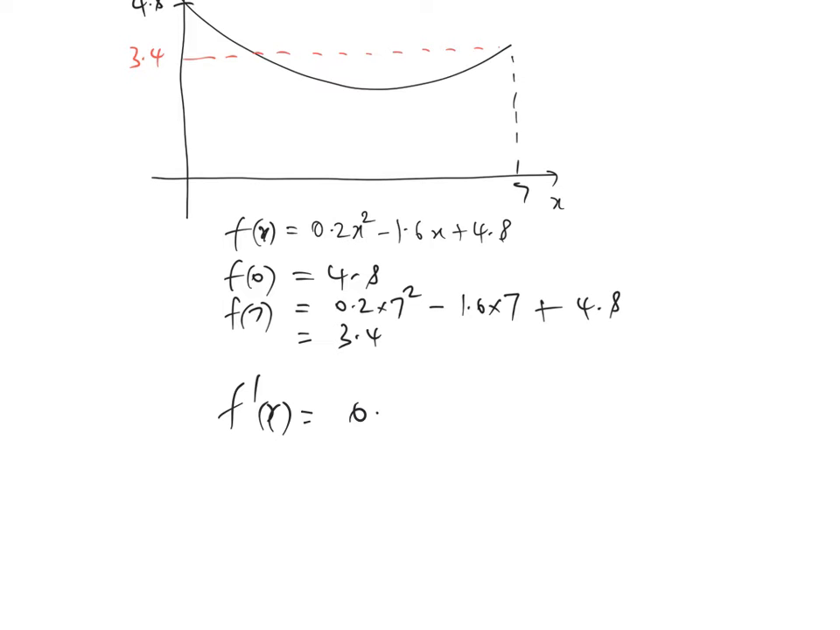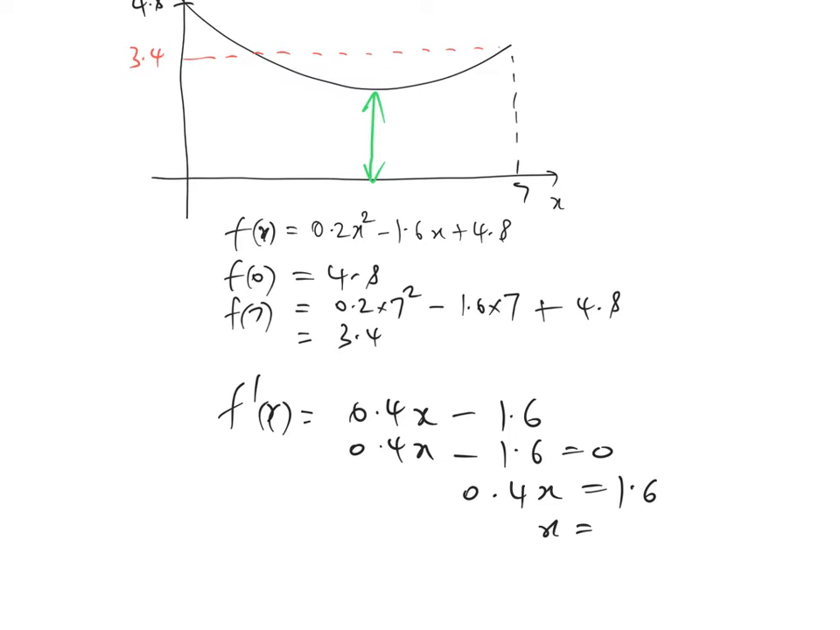So if I do that, I get 0.4x minus 1.6. And the next part of the question asks us to find the lowest point of the rope, which would be there. So we do that by setting that equation equal to 0. So 0.4x minus 1.6 is equal to 0. Adding 1.6 to both sides, 0.4x is equal to 1.6. And therefore x is equal to 4.